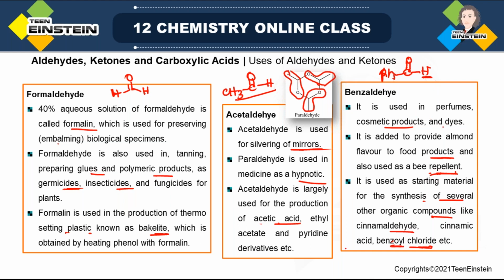Don't be confused with the spelling. When it is benzyl, BENZYL, it is PhCH2Cl. But when I am saying benzoyl, now there is a double bond. So this is the difference in spelling.